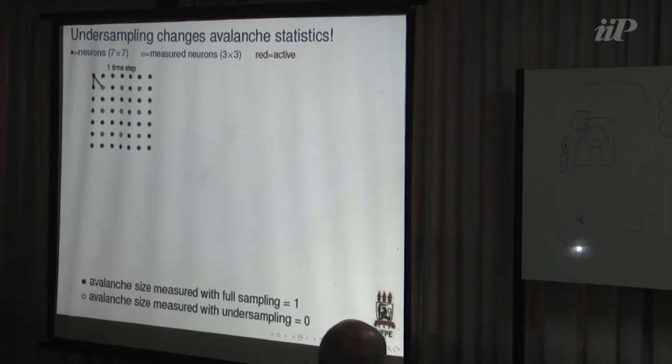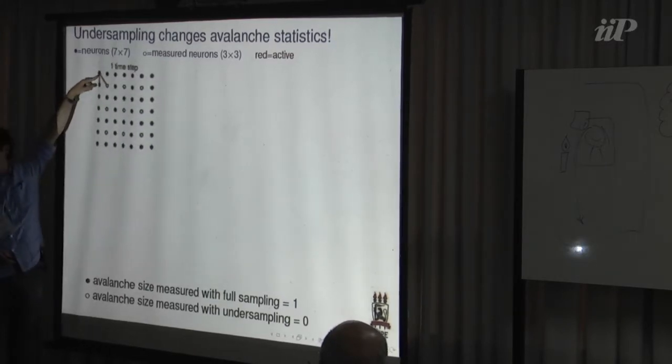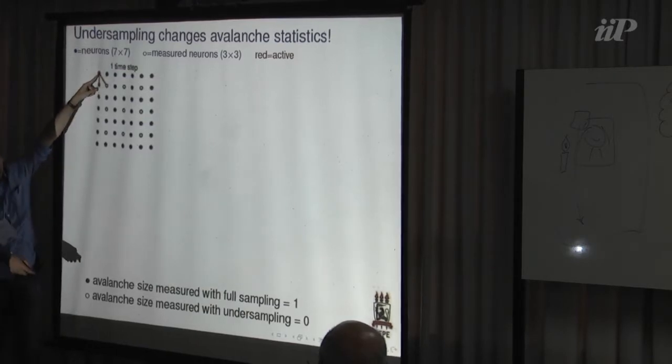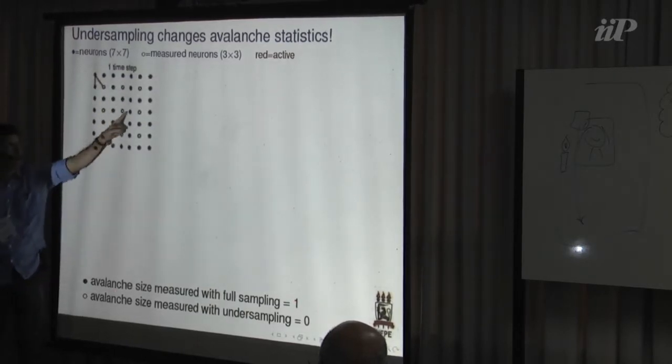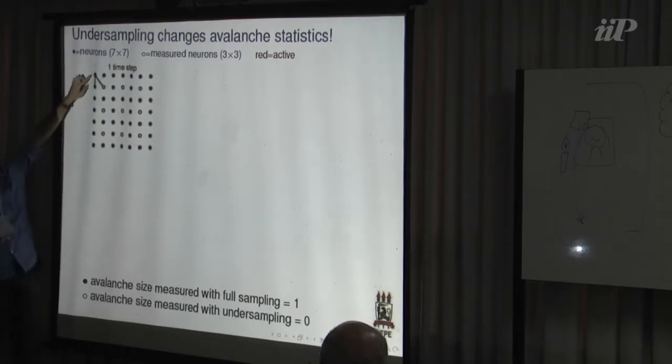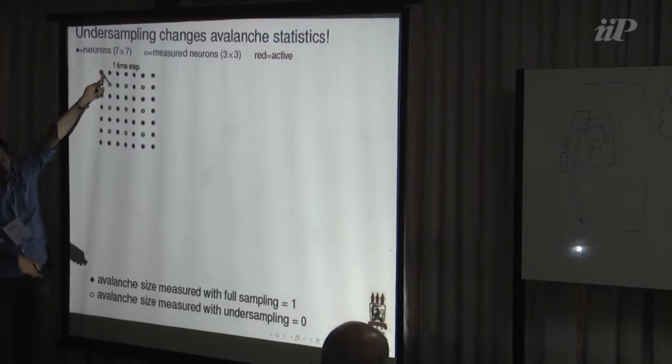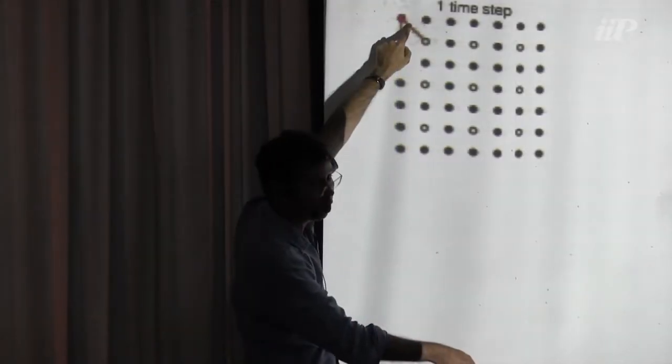So what is the avalanche size that I'm measuring here as the avalanche goes on? In the full sampling, I'm measuring 1. This one spiked. In the full sampling, I measure 1. In the undersample, which is only those 9 here, I measure 0. Nothing happened yet. The spike is here. So 1, 0. I'm already missing 1 spike.